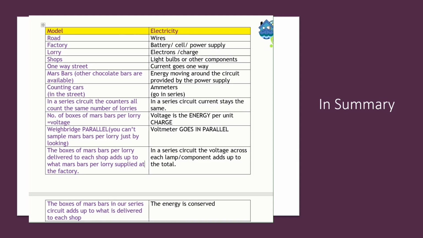We said that the number of boxes of Mars bars per lorry equaled our voltage, because voltage is the energy per unit charge, per lump of charge. We said that the weighbridge was like a voltmeter, and you couldn't just stand at the side of the road and count what was on the lorry. They had to go in parallel, and we found out that the number of boxes of Mars bars per lorry delivered to each shop adds up to the number of Mars bars provided by the factory, which said that in a series circuit, the voltage across each lamp adds up to the total. And we know that we had the same number of Mars bars at the beginning as we did at the end, so the energy in the circuit is conserved. In our next episode, we're going to look at an improved circuit.